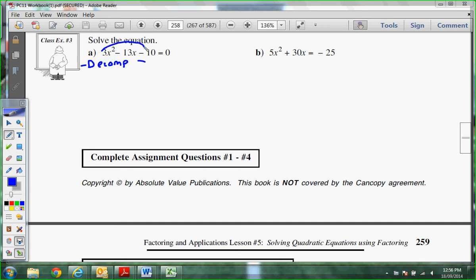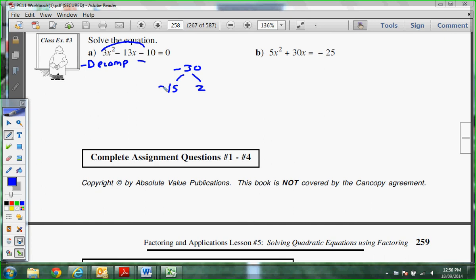3 times negative 10, so I have negative 30. I want negative 30 to give me a negative 13. Be careful, though. Do you know it? Good. 15 and 2. A lot of people think it's a 10 and a 3 again. Okay, it's 15 and 2 because it has to be difference. So it's a negative 15 plus 2.